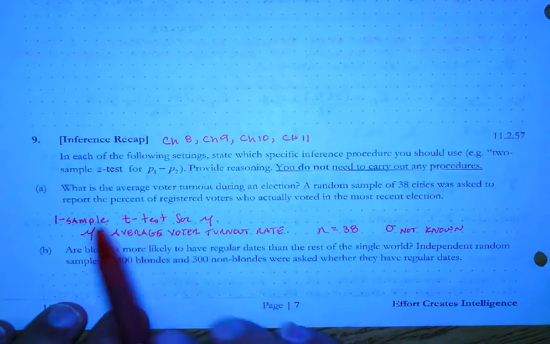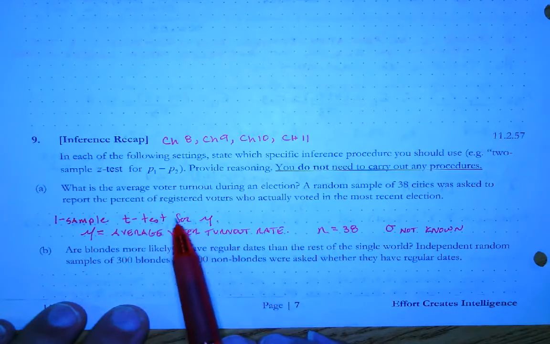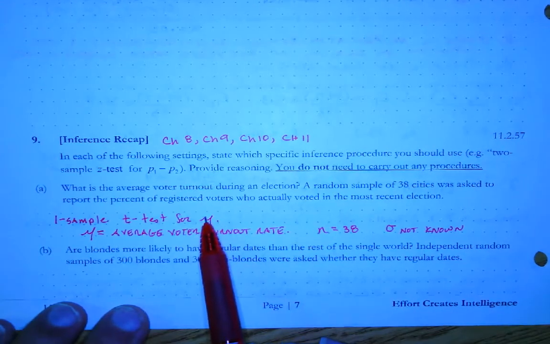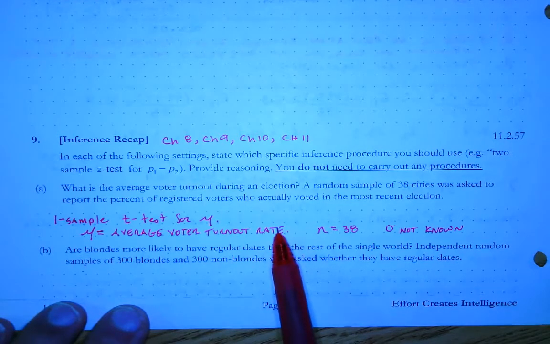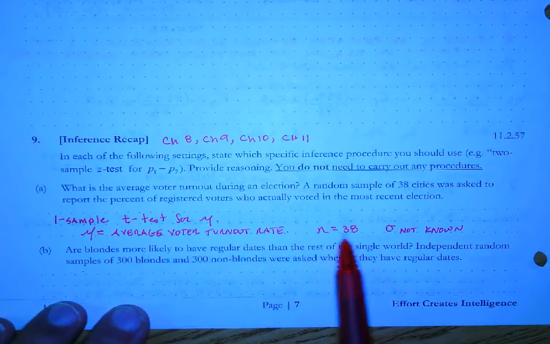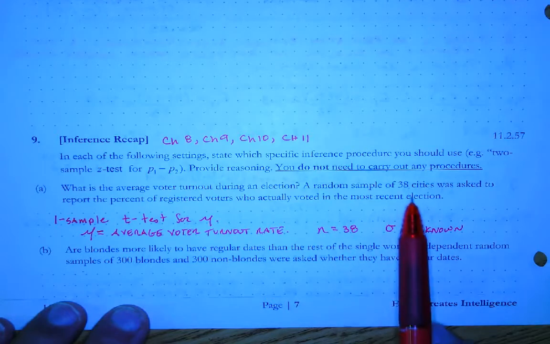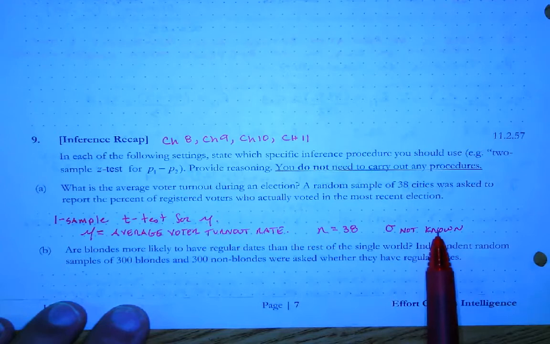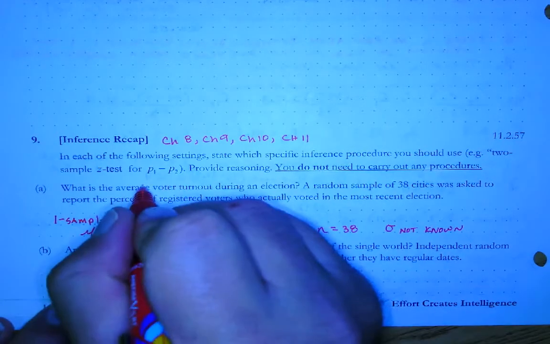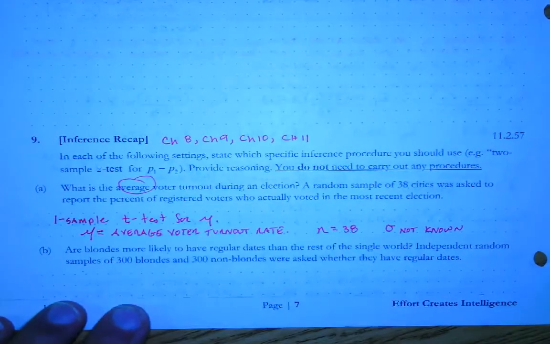Well, if you answered a 1-sample t-test for mu, you are correct, where mu is the average voter turnout rate. Single sample, our sample size, n equals 38. 38 cities. T-test, we do not know sigma. And, keyword, the average of voter turnout.